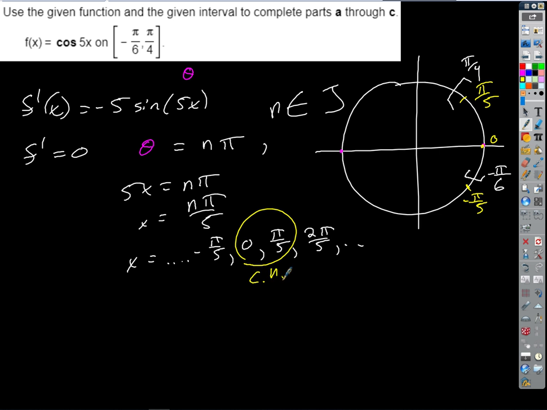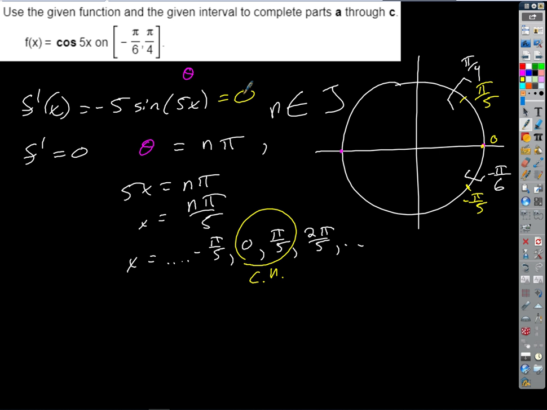Those are our critical numbers. Okay. I want to go through one of those because you have to make that connection. Once again, if you're trying to solve a trig function, you're trying to set the derivative equal to 0. Well, when is sine of 5x equal to 0? Sine of 5x is equal to 0 where?